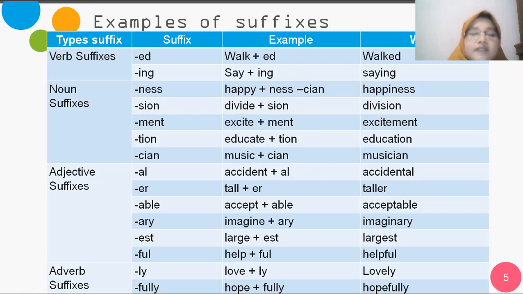And then adjective suffixes. Adjective suffixes end in al, ary, able, er, est, and ful. Such as tall plus er becomes taller, acceptable, imaginary, largest, helpful. So all of them are adjective suffixes. Next, adverb suffixes. These end in ly and fully, such as lovely and hopefully.